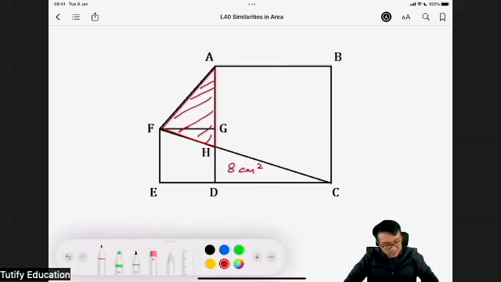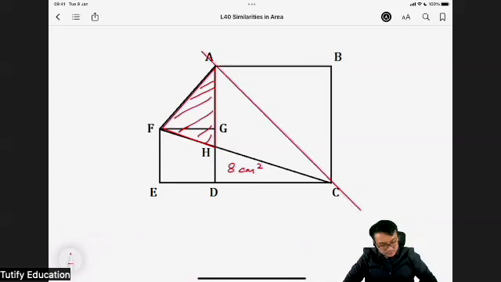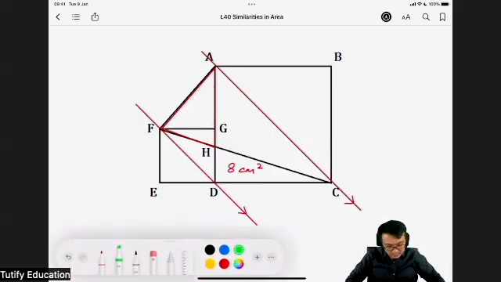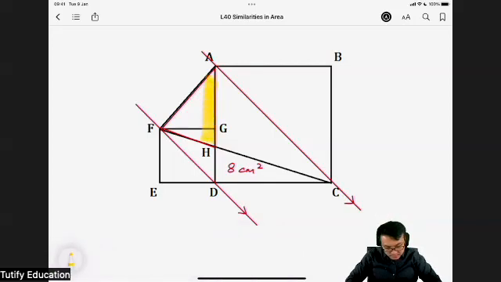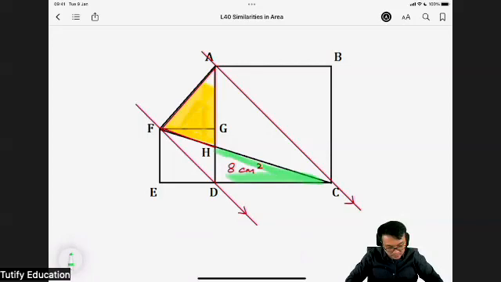So Maximus, well done. Maximus says that you have to draw the parallel lines from A to C and F to D. You are correct, Maximus. So, Nicholas, now that I've drawn the parallel lines A to C and F to D, can you see that the butterfly wings are over here? Can you see the butterfly wings here, Nicholas? This is one butterfly wing, and this is another butterfly wing, right?